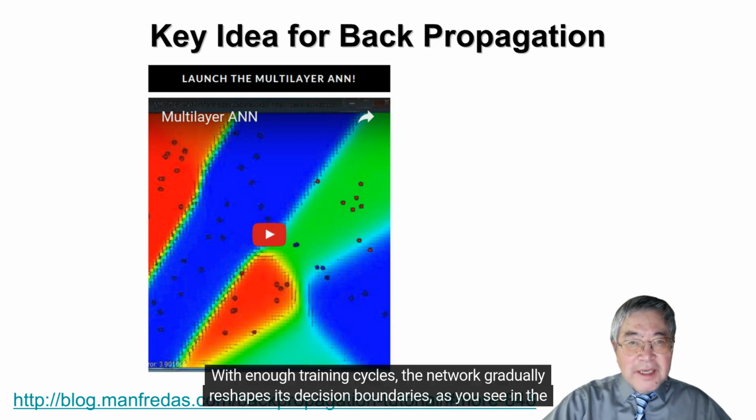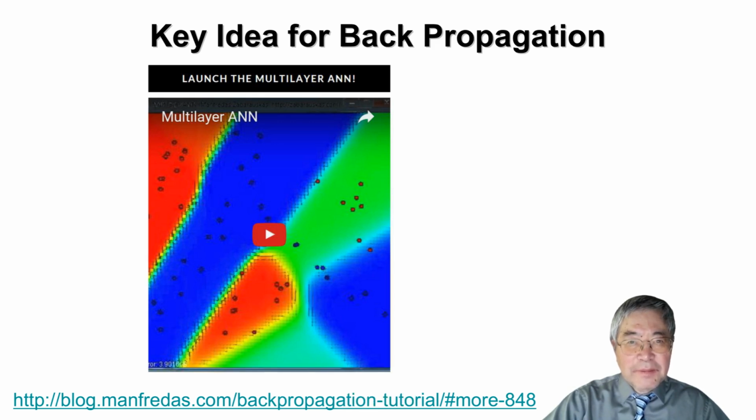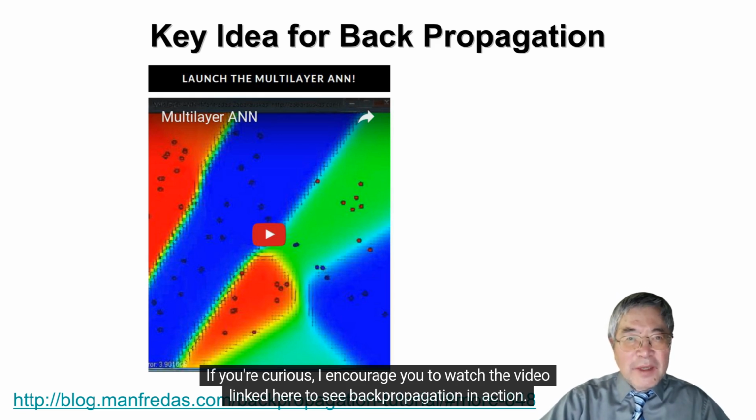With enough training cycles, the network gradually reshapes its decision boundaries, as you see in the animation, until it can classify almost all points correctly. If you're curious, I encourage you to watch the video linked here to see backpropagation in action.